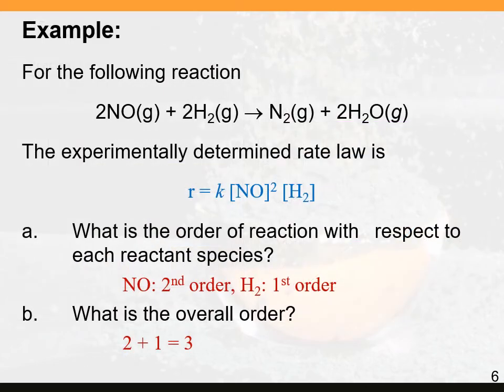Let's see an example where we can deduce the order of the reaction with respect to its reactants using the given rate law. This reaction is second order with respect to NO and first order with respect to hydrogen. Please note that the orders do not correlate to the stoichiometric coefficients. You cannot determine the order of the reaction using the coefficients of the reactants. This rate law is experimentally determined. So the reaction is second order with respect to NO and first order with respect to hydrogen. And the overall order is 2 plus 1, 3.